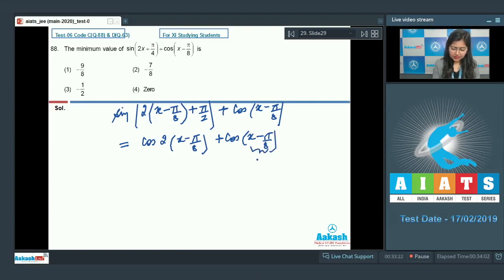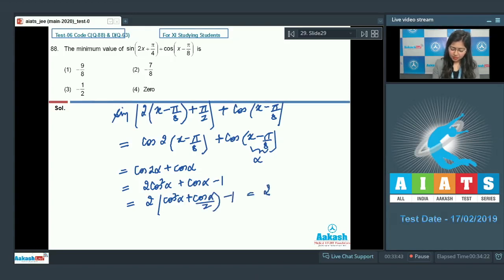Let us say this angle is alpha. So this is equal to cos 2 alpha plus cos alpha. Now this can be written as 2 cos square alpha plus cos alpha minus 1. Taking 2 common, it is cos square alpha plus cos alpha by 2 minus 1. Making perfect square, it can be written as cos alpha plus 1 by 4 whole square minus 1 by 16 minus 1.